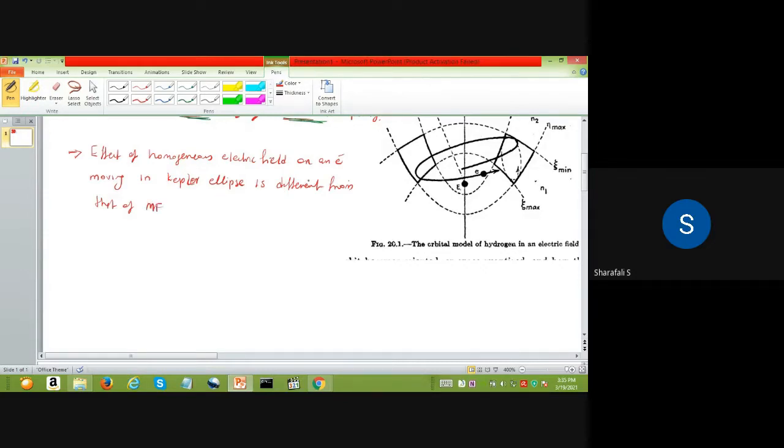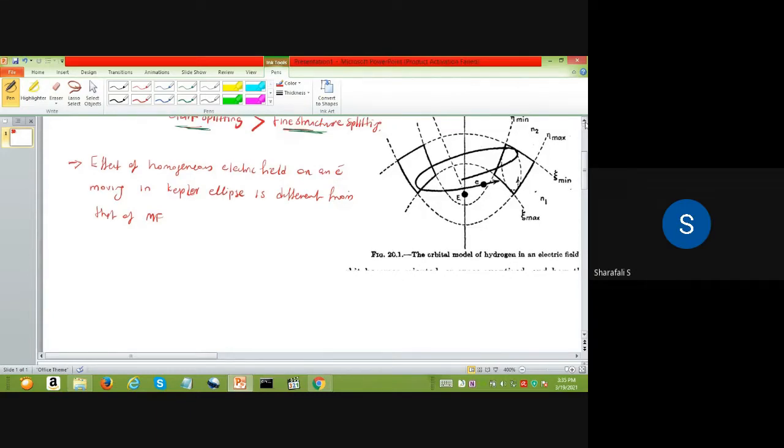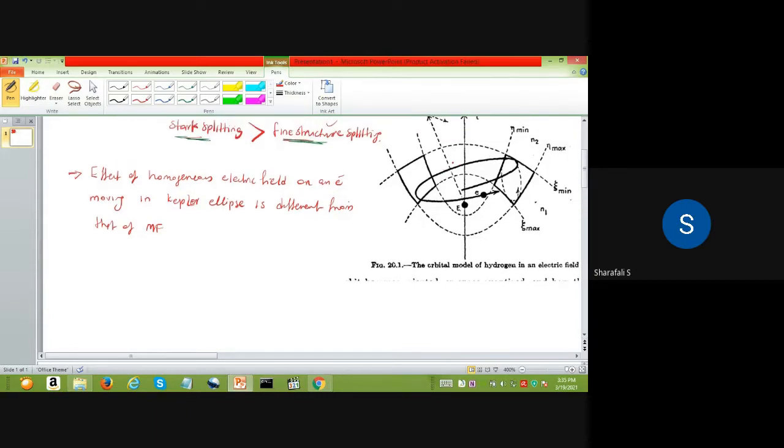So if you apply a magnetic field to these atoms, it does not change the elliptical path. It will still be in a closed circular or closed elliptical path, and it will not change its path into a non-closed orbit. But when you apply an electric field, the orbit becomes non-closed. With the application of an electric field, the electron will move in an orbit which is not closed.